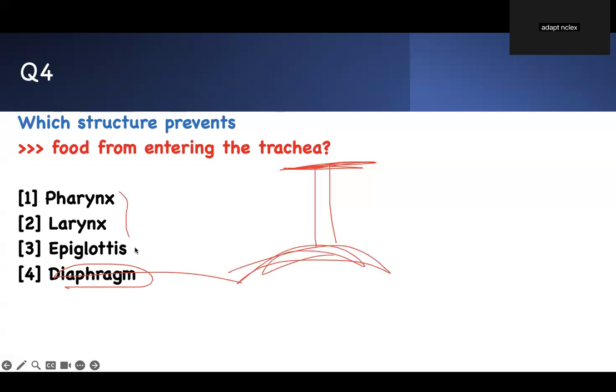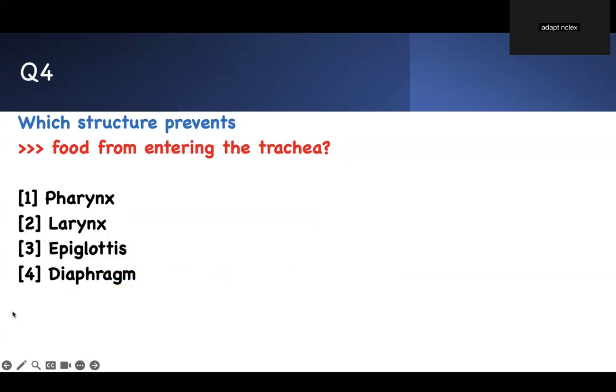Now you have three structures above. The first thing that prevents food from getting into your airway is the epiglottis. It's right in the middle, and it closes the upper airway so that food doesn't go into your trachea. So this is the epiglottis, before the pharynx and larynx, which are mostly speech related information, but the epiglottis is very, very important.